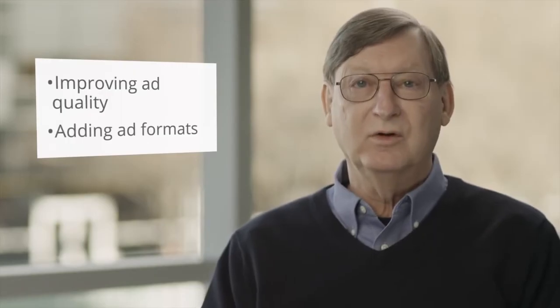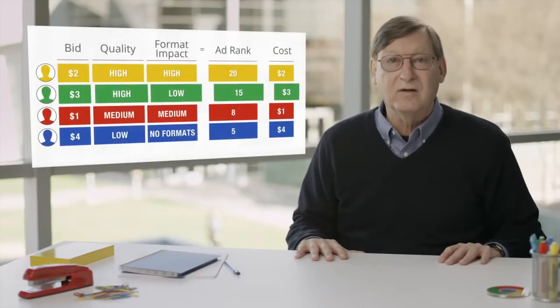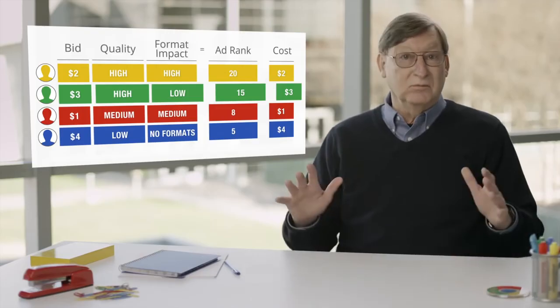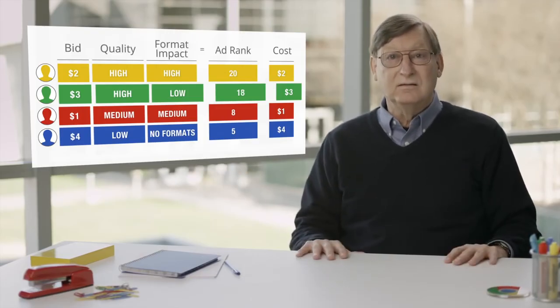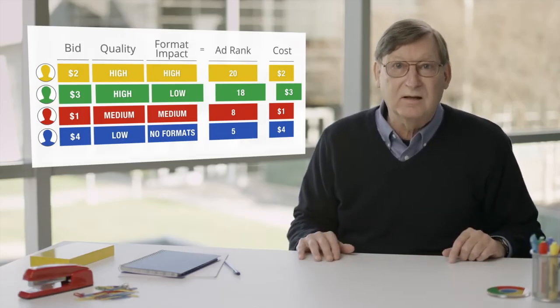All right, let's talk about how advertisers can influence their cost per click and ranking in the auction. By improving your quality or adding ad formats, you can potentially improve your ad position. You could also end up paying a lower cost per click. So let's take a look at the advertiser in position 2. Suppose she improves her ad on a landing page. Now her ad rank goes up to 18. Her position here doesn't change, but what happens to how much she pays per click?